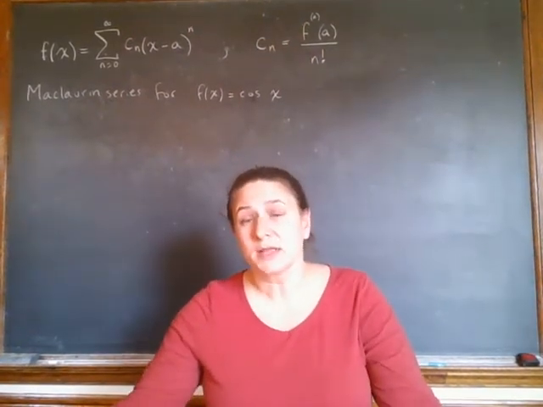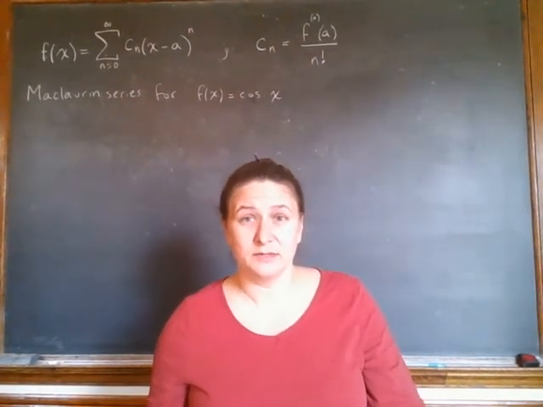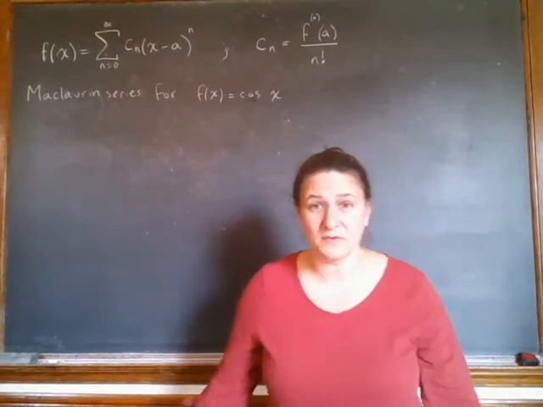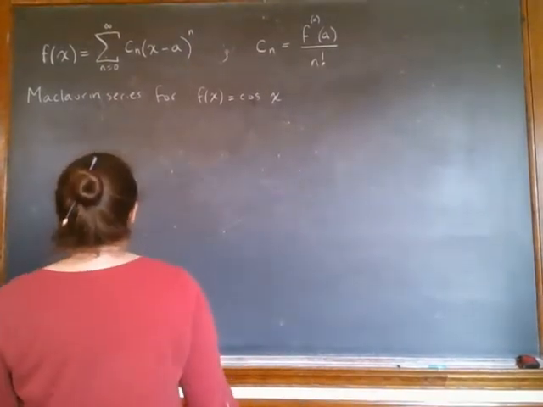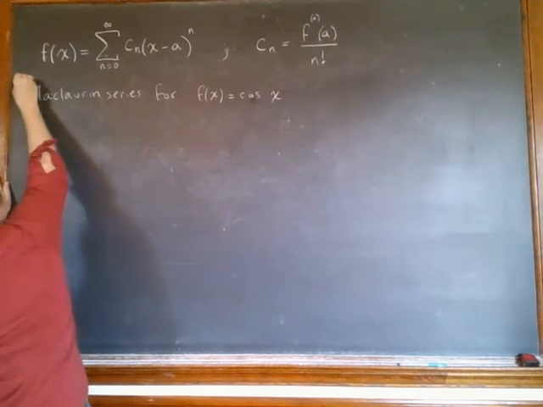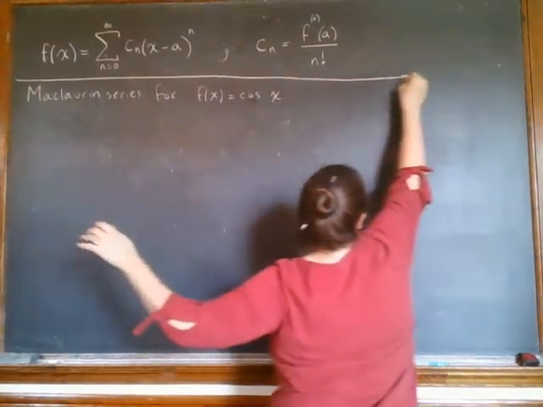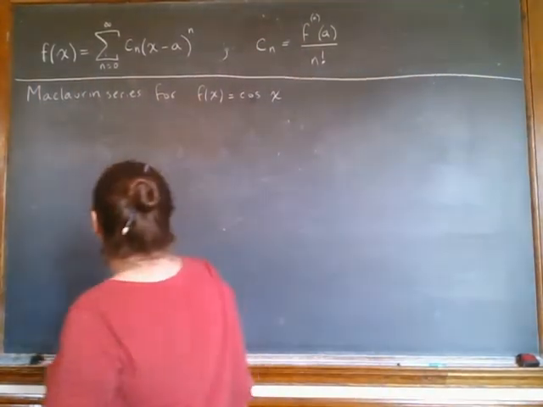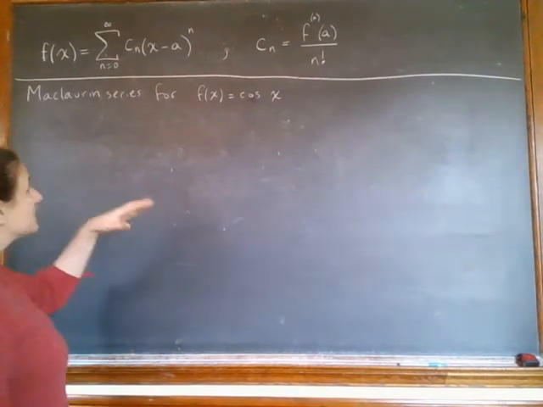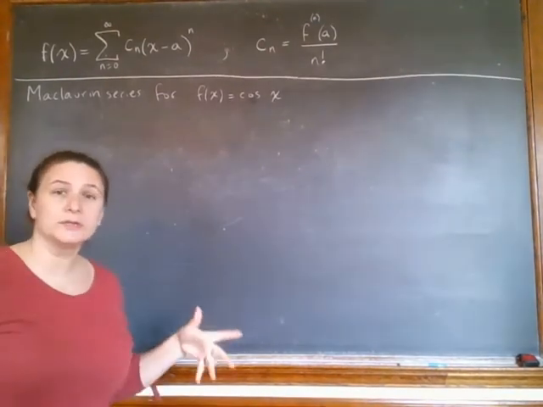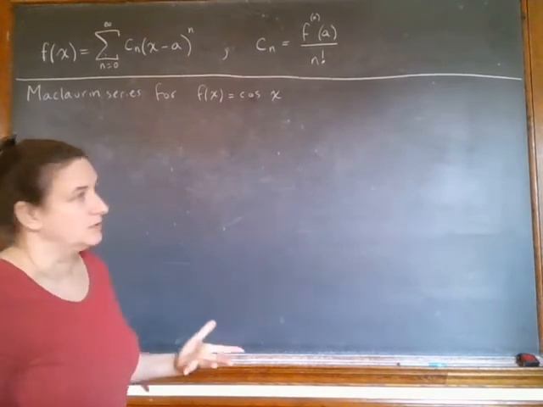Our next example is cosine of x. We're going to derive the Maclaurin series for that function. I wrote up the Taylor series formula there on the top, so we don't have to really think about that again. It's up there. But here we're going to do the Maclaurin series, so around a equals 0.